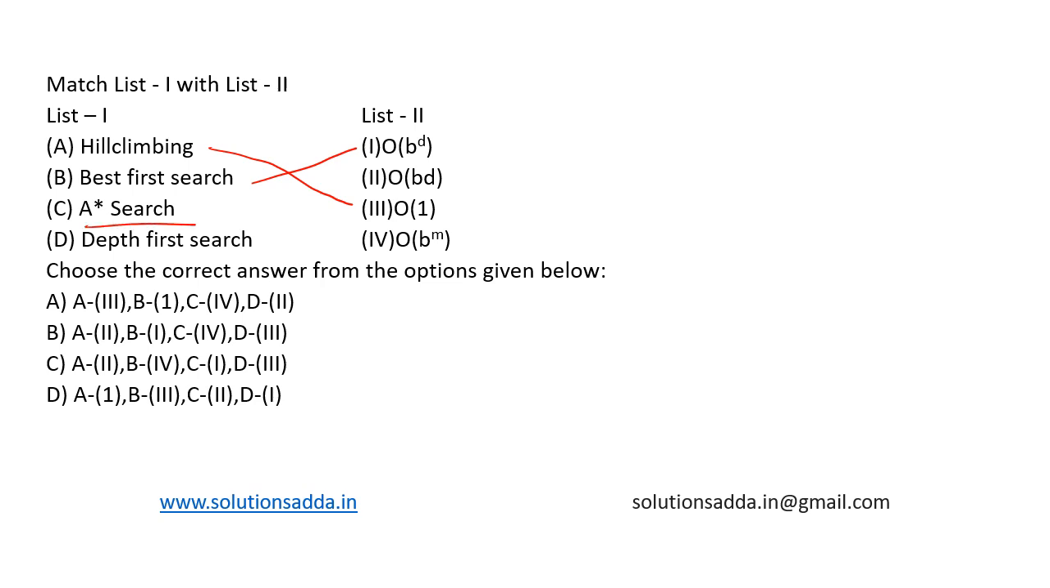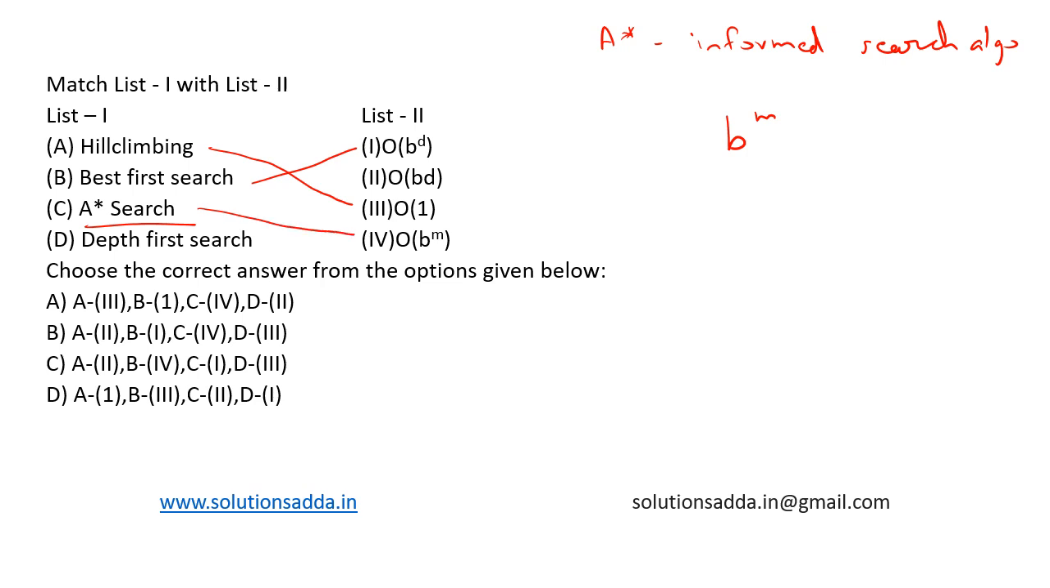Next one is A star search. A star search is an informed search algorithm that combines the cost to reach a node and the estimated cost from the node to the goal to prioritize nodes. Here also the complexity required is b to the power m. What happens is A star requires maintaining all generated nodes in memory to ensure the optimal path. So here also the complexity will be exponential. C will be mapped to 4.